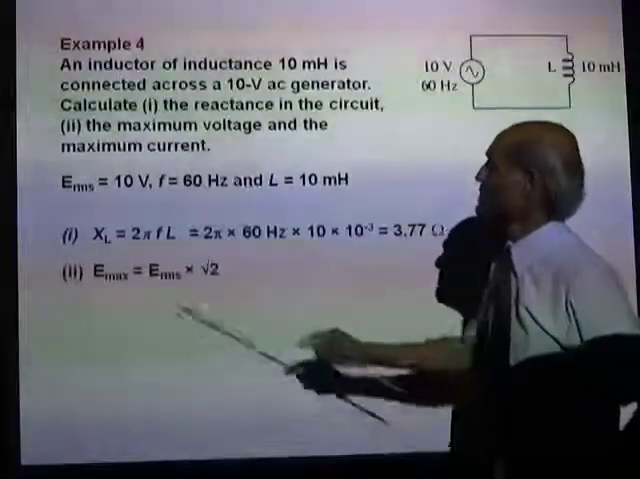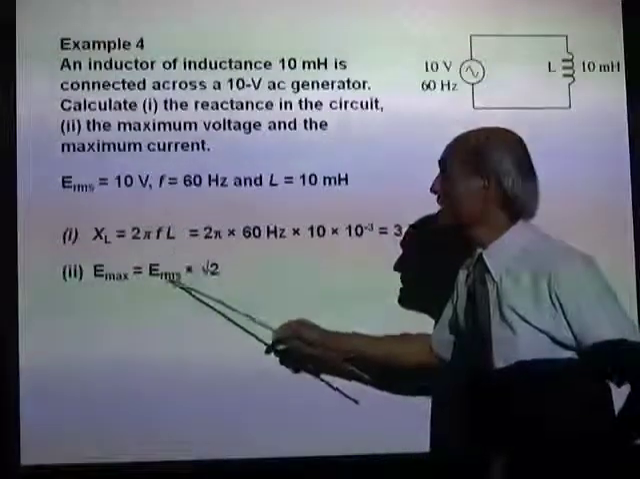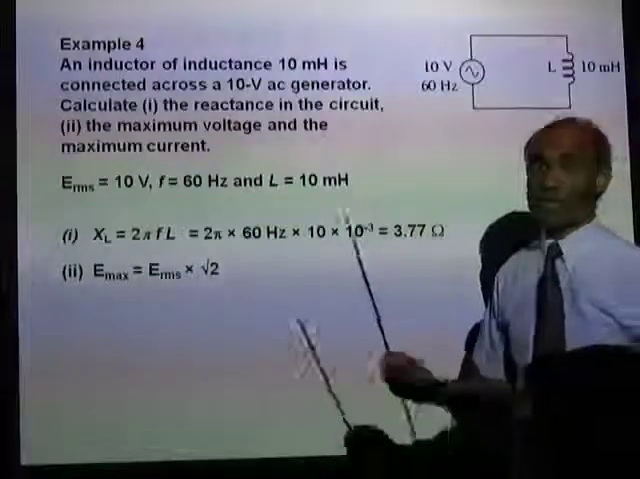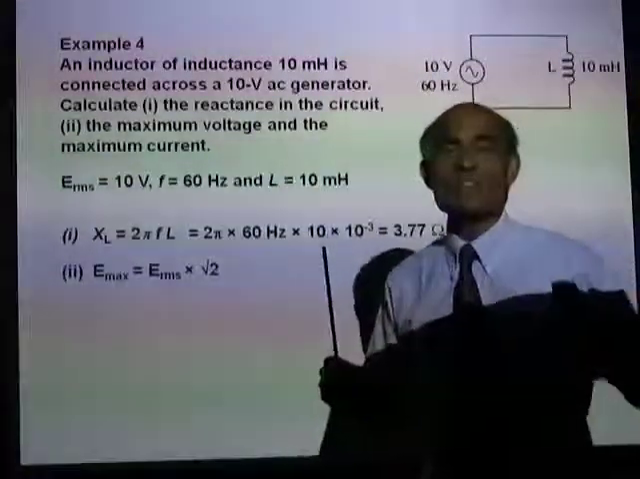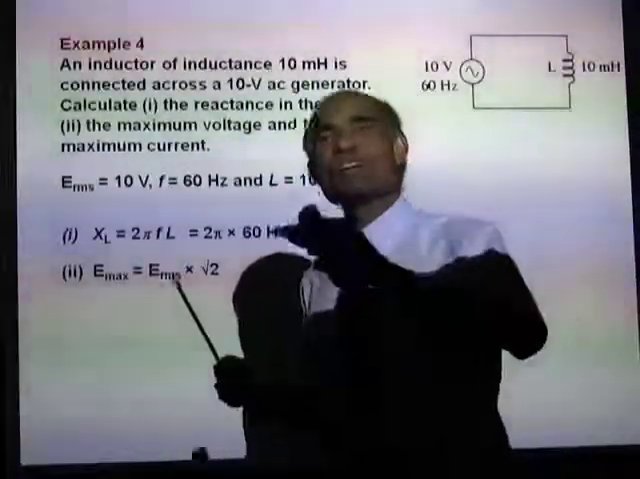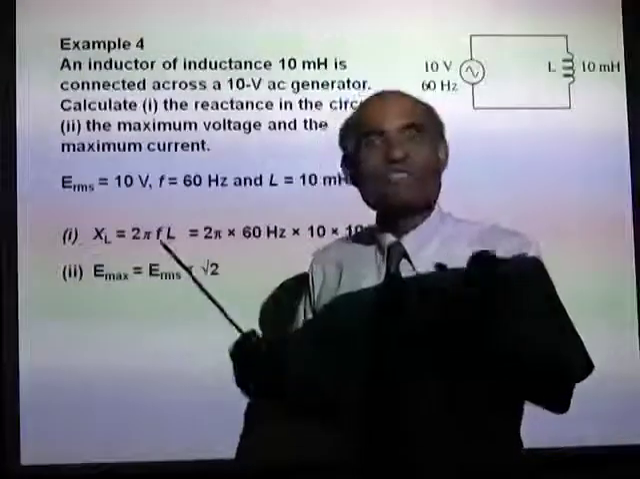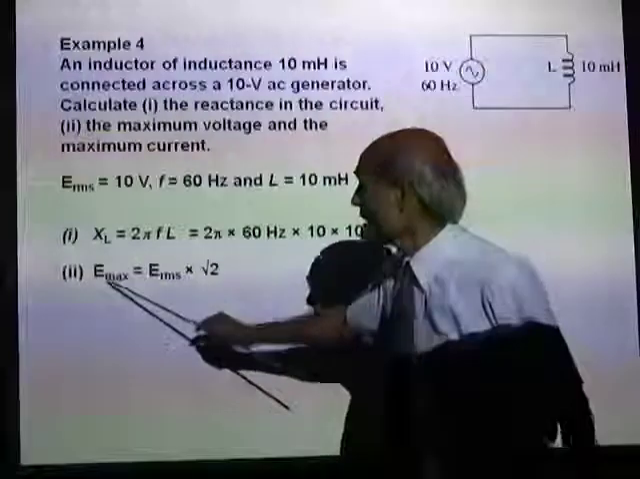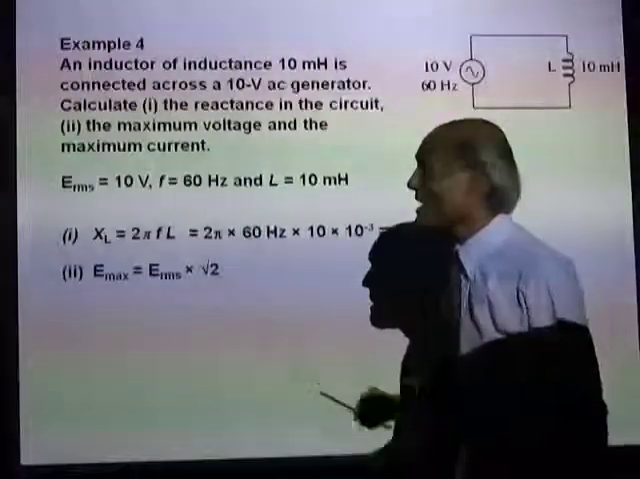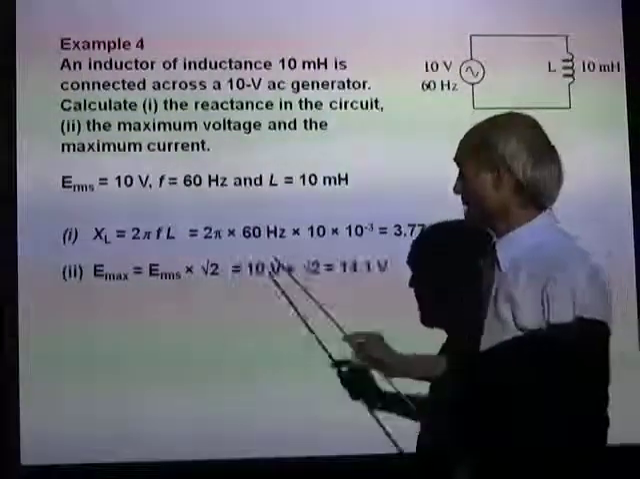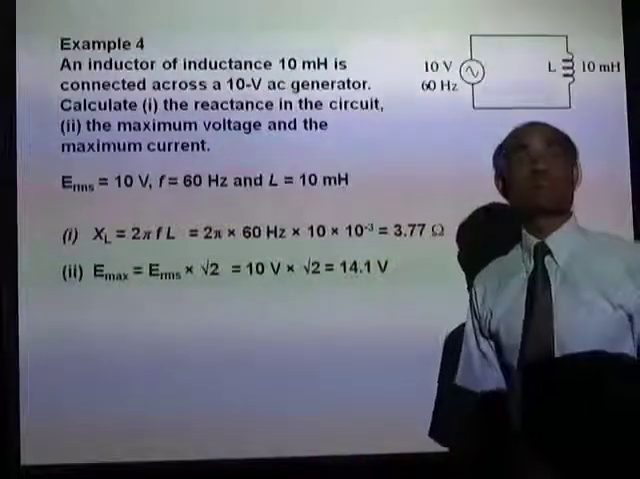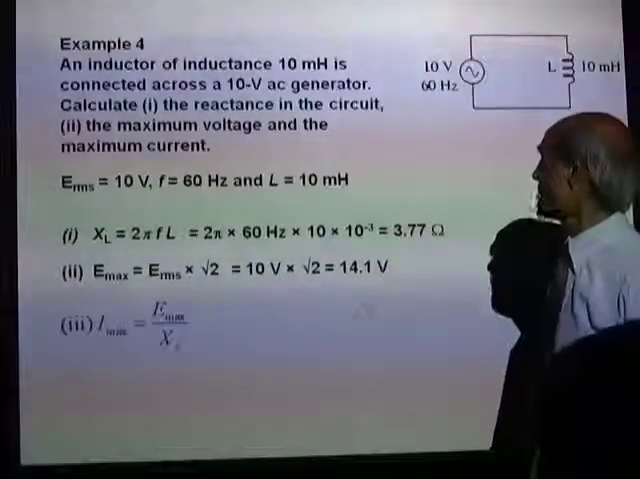The maximum voltage, Emax, is Erms times square root of 2. Whenever you are told that you have a 10 volt generator, that 10 volt is the RMS value, not the peak value. So Emax is Erms times square root 2, and Erms is given, so the peak value of the EMF is 14.1 volts.